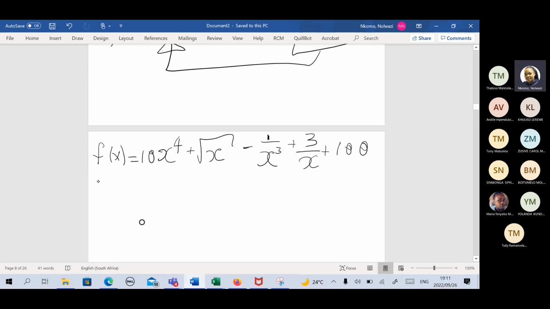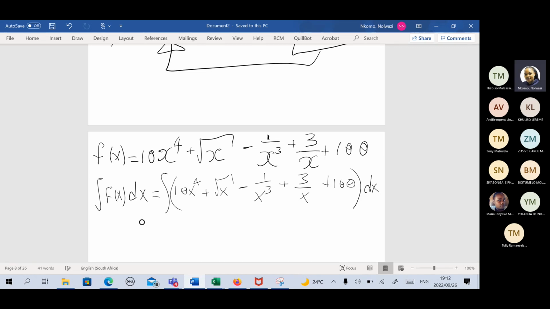Okay, and if we integrate this function, write the integral sign to show that we are integrating with respect to which variable. Meaning we'll have the integral of 10x to the power 4 plus root x minus 1 over x cubed plus 3 over x plus 100. We are integrating everything with respect to x.